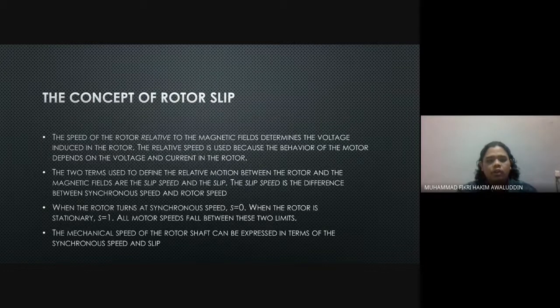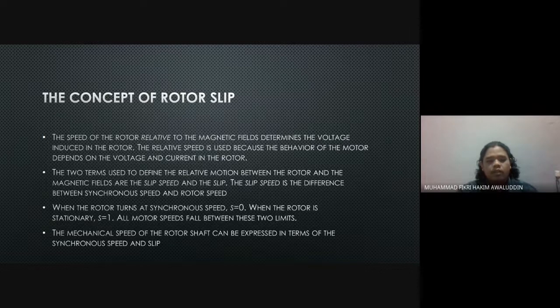So, the concept of rotor slip: the speed of the rotor relative to the magnetic field determines the voltage induced in the rotor. The relative speed is used because the behavior of the motor depends on the voltage and the current in the rotor. The two terms used to define the relative motion between the rotor and the magnetic field are the slip speed and the slip. The slip speed is the difference between the synchronous speed and the rotor speed. When the rotor turns at the synchronous speed, s equals 0, and when the rotor is stationary, s equals 1. All motor speeds fall between these two limits.